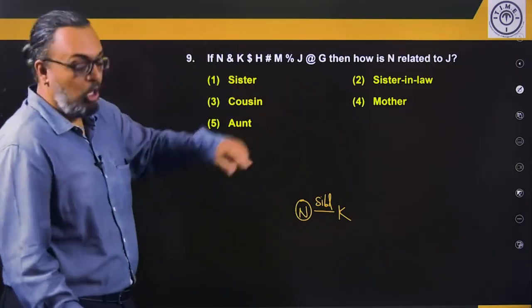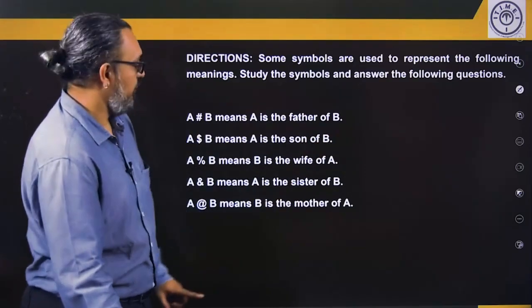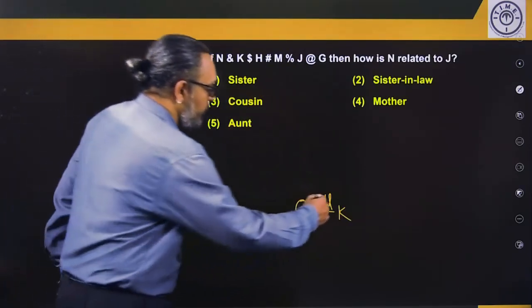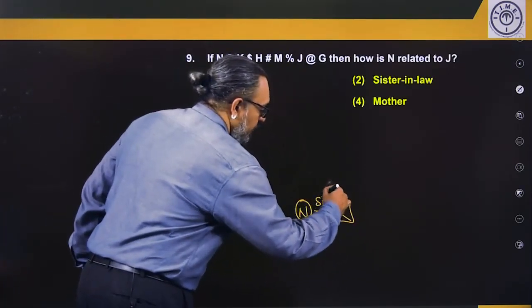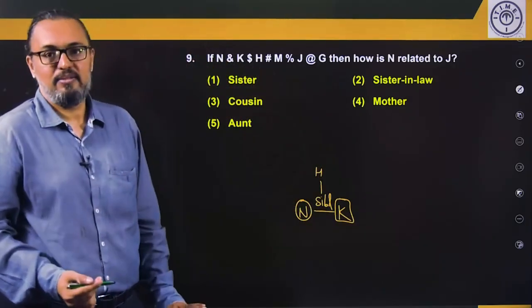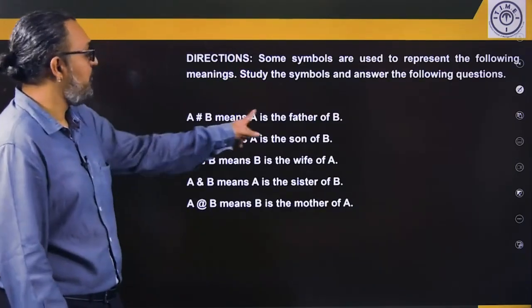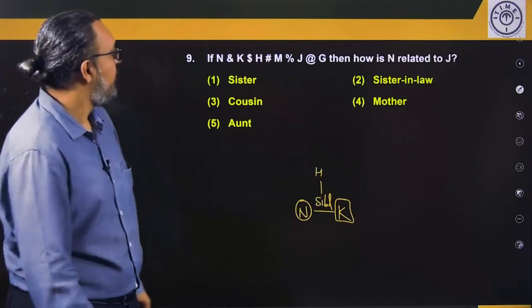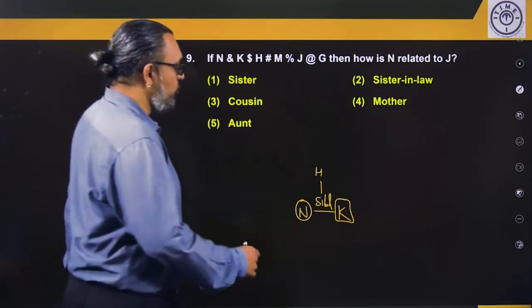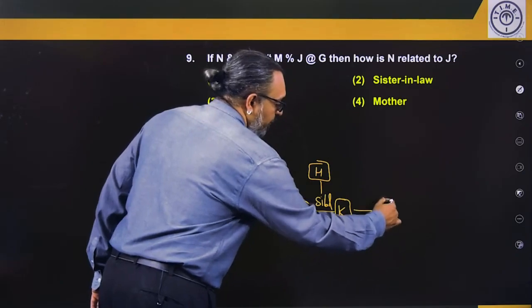Right. Then k dollar h. What does dollar mean? In the forward direction, son. So k is a son to h. Okay. So k is a son to h. So h has 2 children now because they are siblings. Got it? Then h hash m. So what does hash mean? In the forward direction, father. So h is a father to m. Okay. H is a male. H is a father to m.